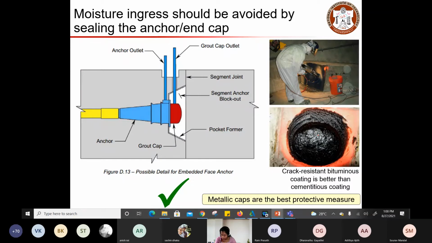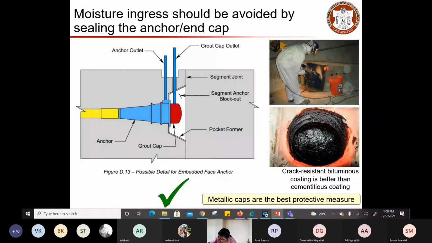Here is an example of using a metallic cap at the end, and how that helps to provide protection for your strand system. You have the end anchorage face shown here. Your anchor is here to lock the system, and you have your grout cap, and then you have provided the segmental joint. This is for the other segment to start.